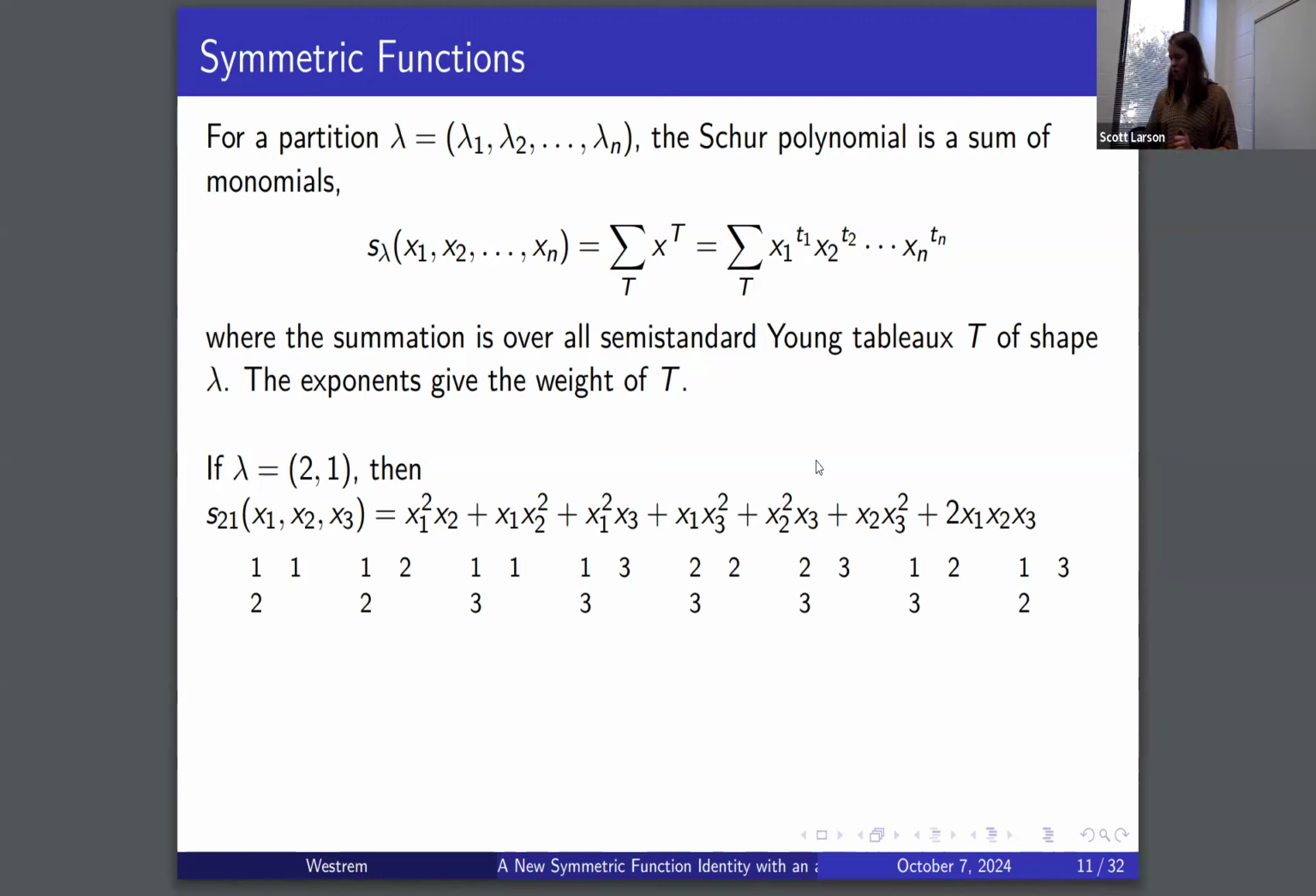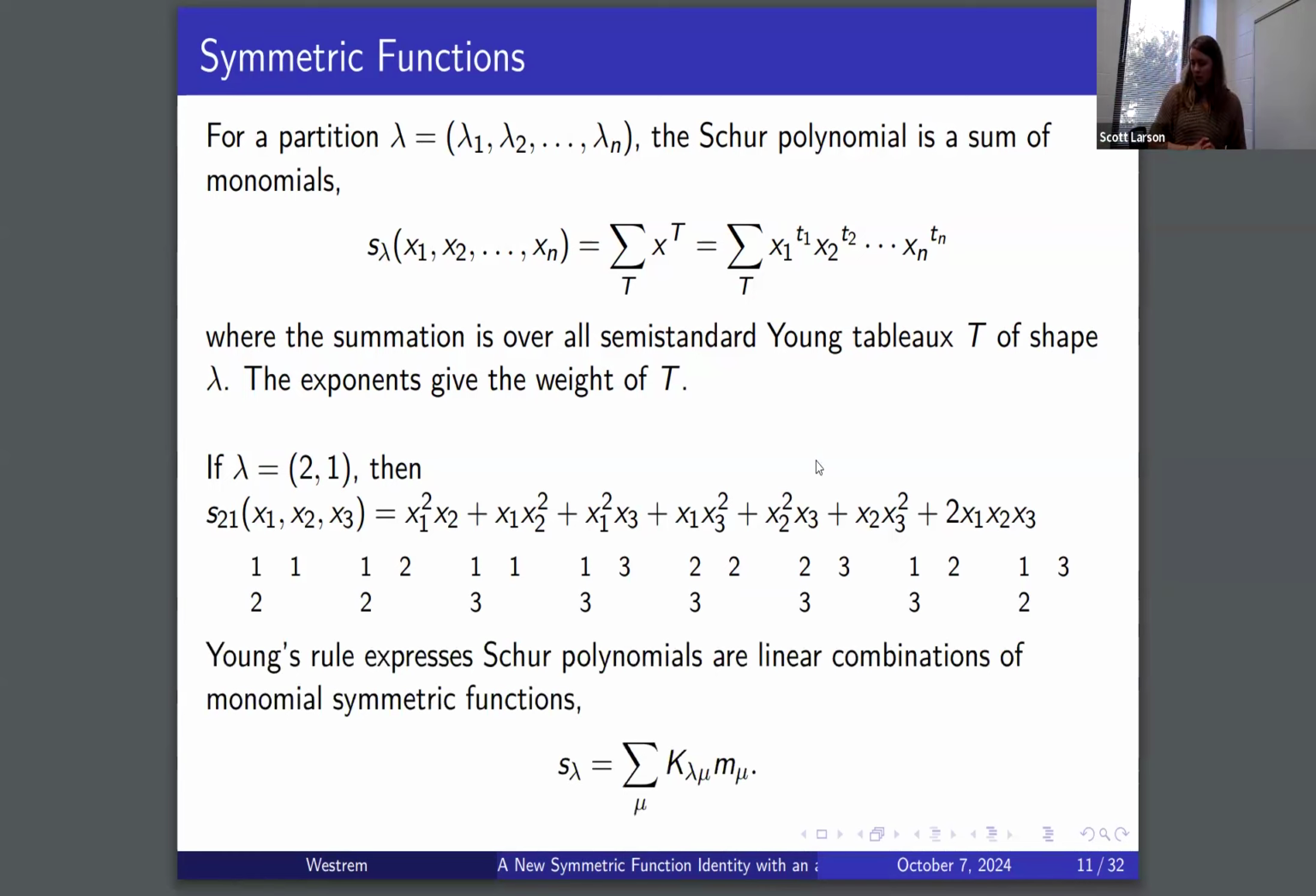All right, so those are the 3 symmetric functions we are going to talk about: monomial, power sum, and Schur polynomials. And we have a way to get between the symmetric functions as well. One that comes up is Young's rule, expressing Schur polynomials or Schur functions as a linear combination of monomial symmetric functions. There are a lot of ways to go between these bases of symmetric functions.